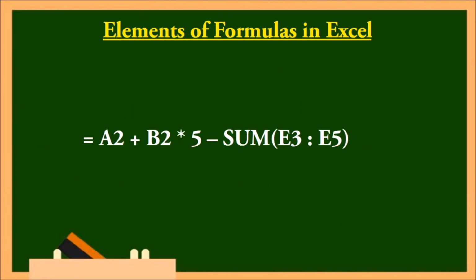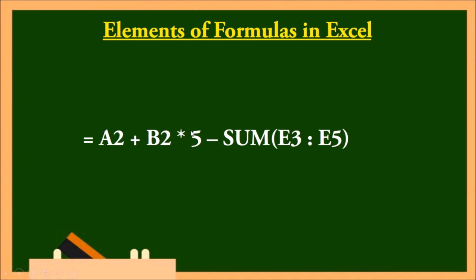So let's understand the elements of formulas in Excel. Here you can see a formula in front of you. Equal to sign, as I told you, that formula always starts with equal to sign. Then you have A2 plus, this is an operator. A2 is a cell address. Again B2 cell address. Here again it is an operator, multiplication sign.